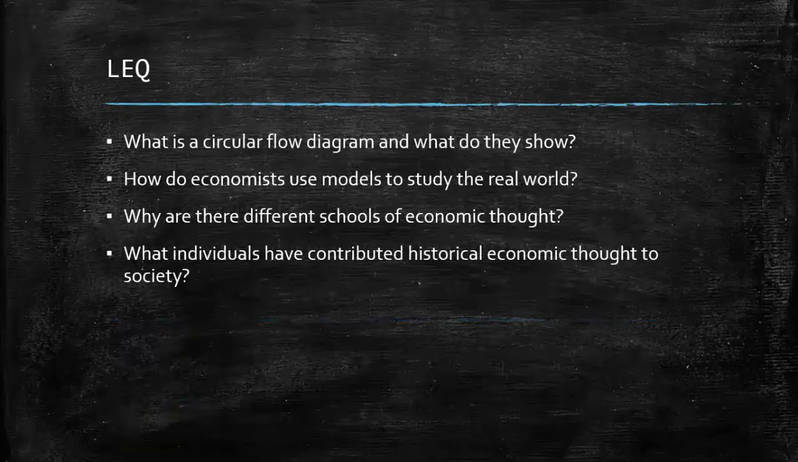We have quite a few LEQs in this video, but they are each going to be relatively short. What is a circular flow diagram and what do they show? How do economists use models or graphs or visuals or images to study the real world? Why are there different schools of economic thought? And what individuals have contributed to historical economic thought to society?